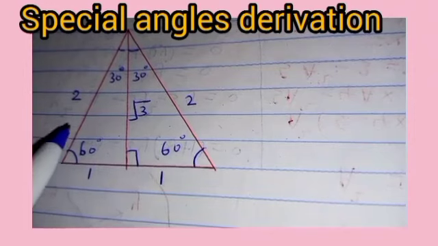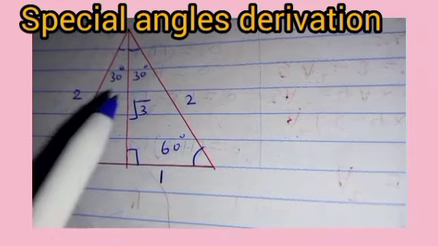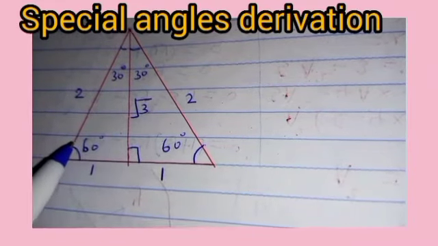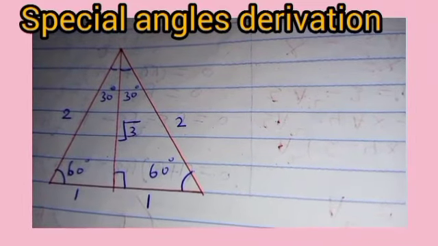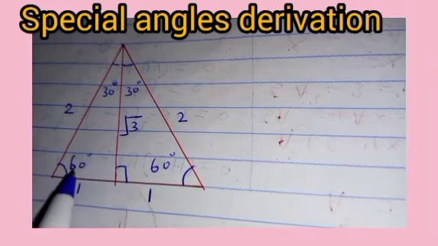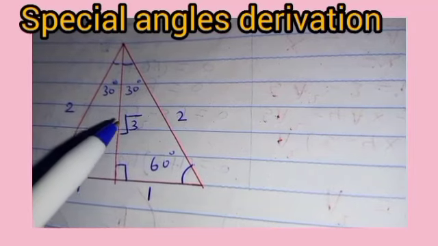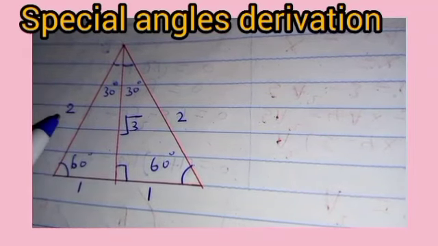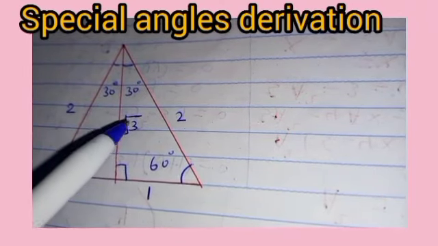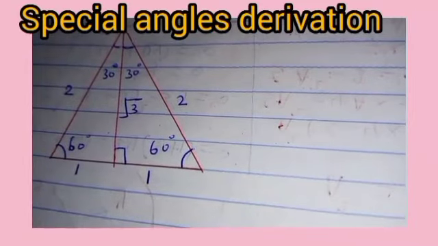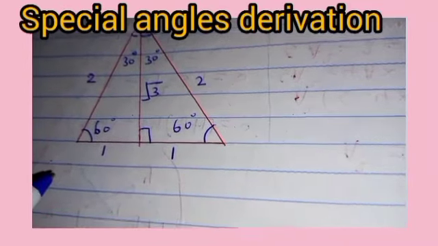We are considering an equilateral triangle of side 2. Each side is 2, and since it is an equilateral triangle, the sum of angles of a triangle is equal to 180 degrees. So each angle will be 60 degrees. Now, to obtain this height, we apply Pythagoras theorem, whereby we have 2 squared, which is 4, minus 1 squared, which is 1. Then we get the square root to get the height. So that is what we are going to do in this presentation, and you are welcome.